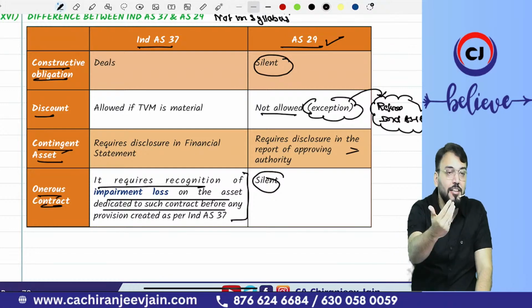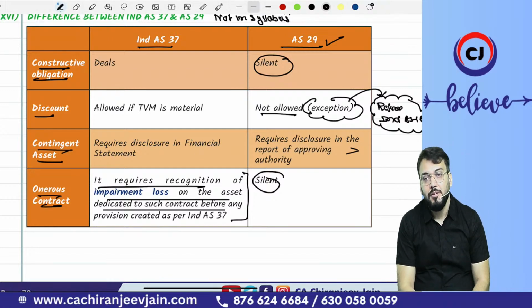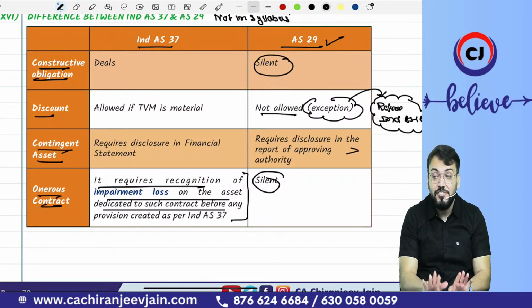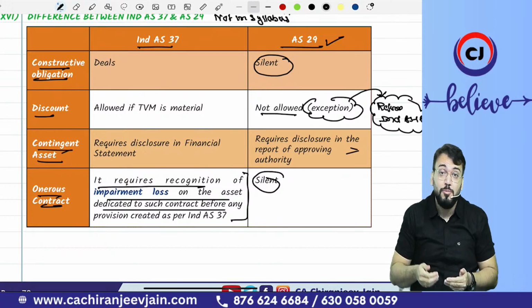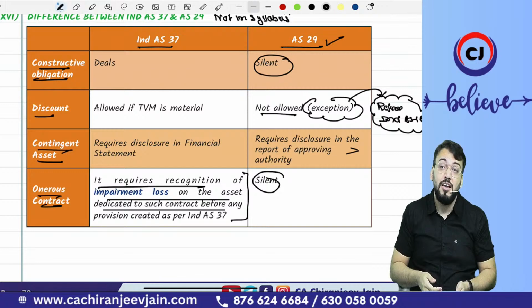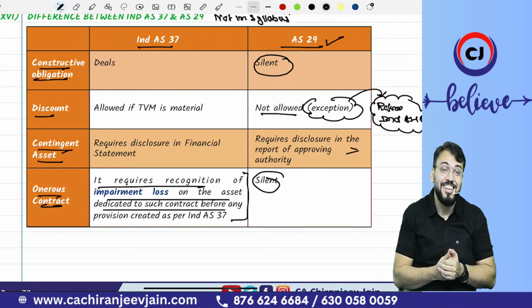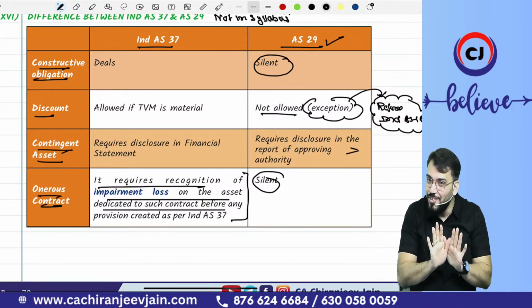It means AS 29 also you have understood. Correct. But these differences are not in syllabus. Don't ask me before the exam, sir, should we do this difference? I will say, do it, Baba. Correct. Means why ask? It is not in syllabus.